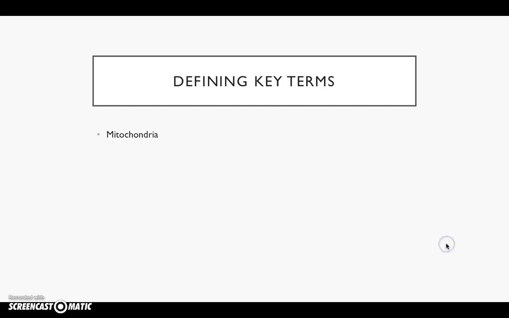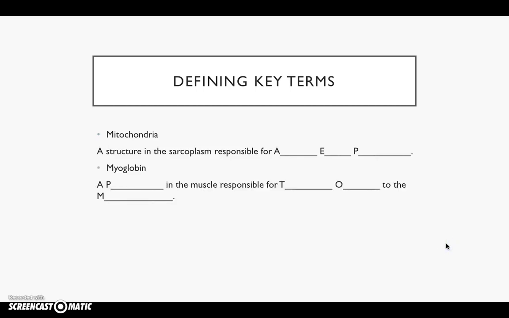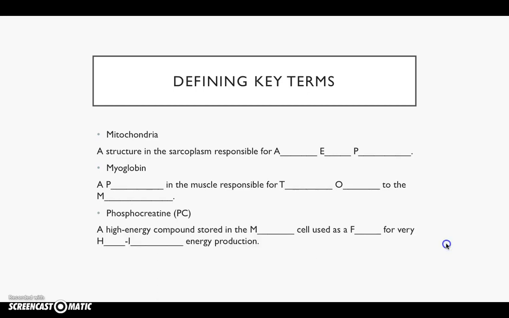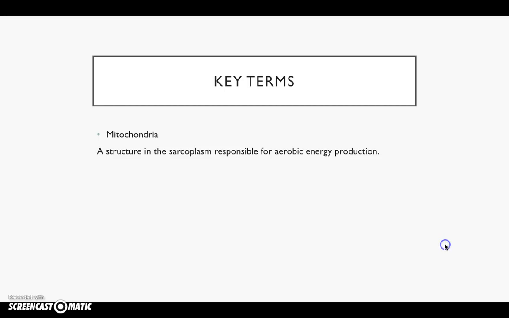So mitochondria, I want you to fill in the gaps. Myoglobin, fill in the gaps, and then we have phosphocreatine, and if you can fill in the gaps for me there. So what you should have is mitochondria: structure in the cytoplasm responsible for aerobic energy production. So you'll get these in slow twitch muscle fibres. Mitochondria in slow twitch muscle fibres, that's important to know.